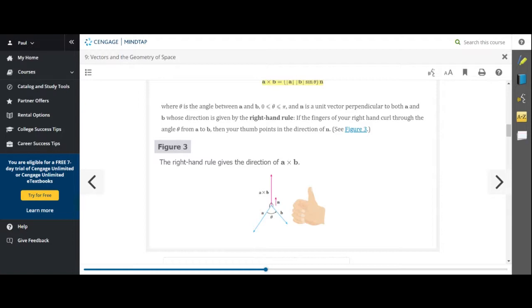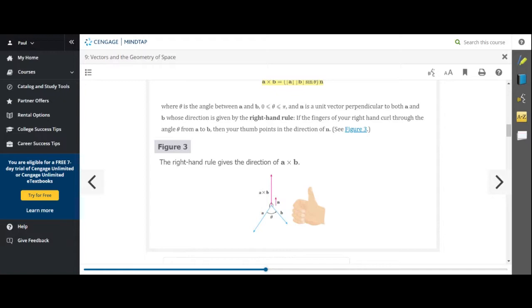What if you were to do B cross A? A cross B is not equal to B cross A. Based on the picture, for B cross A, your cross product would be the inverse. It would be going downward. That's right.